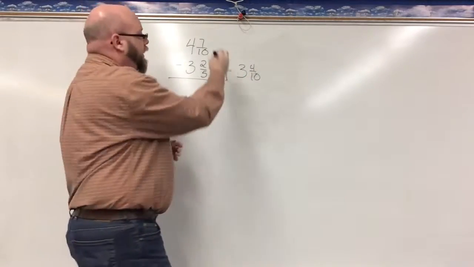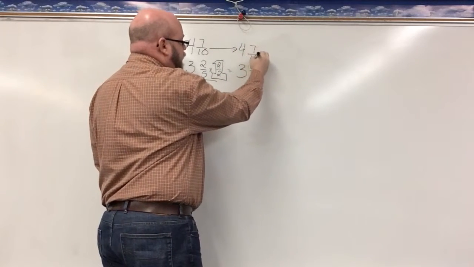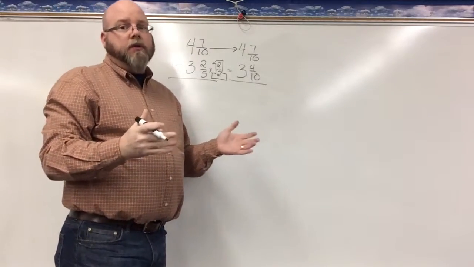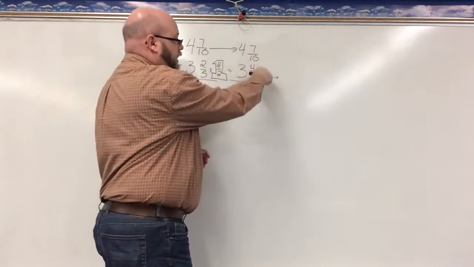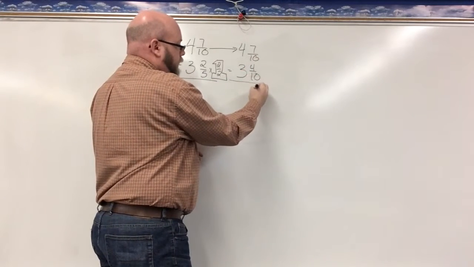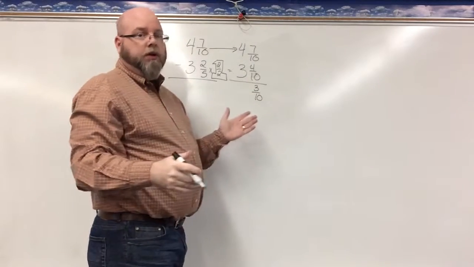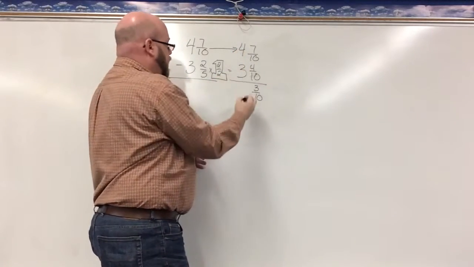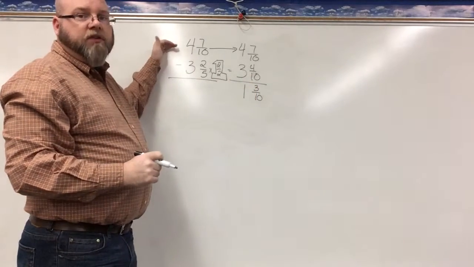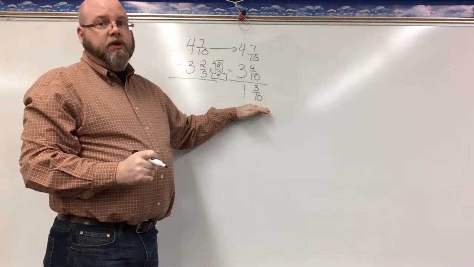Then I can just slide 4 and 7/10 over. And then I would just subtract like it were any other type of problem. Subtract my fractions. 7/10 minus 4/10 is 3/10. And then I subtract my whole numbers. 4 minus 3 is 1. So 4 and 7/10 minus 3 and 2/5 gives me 1 and 3/10.